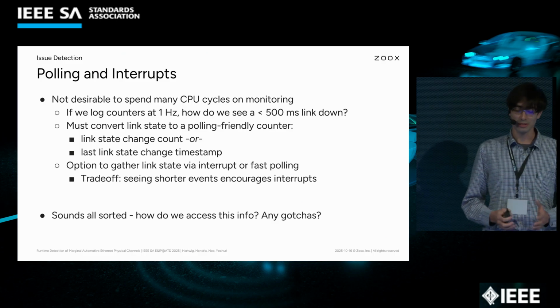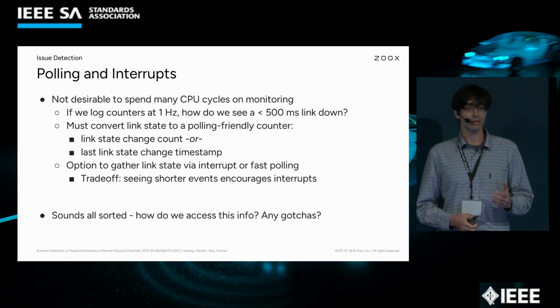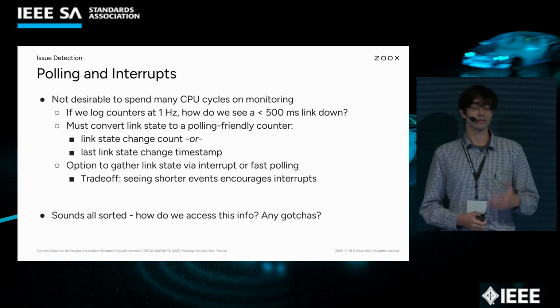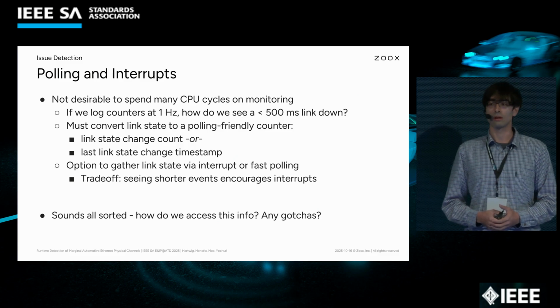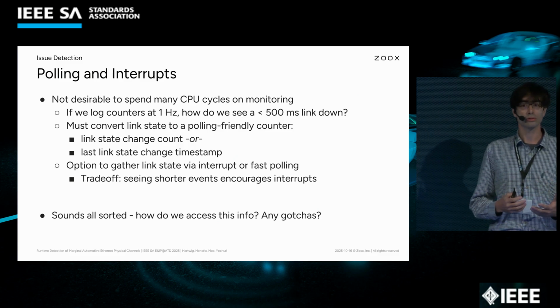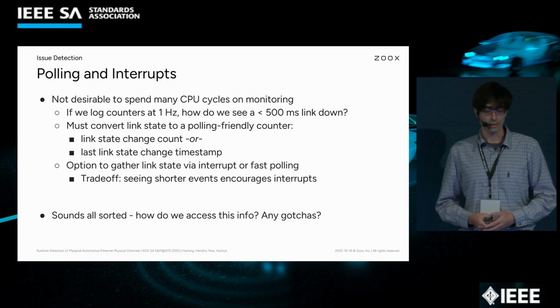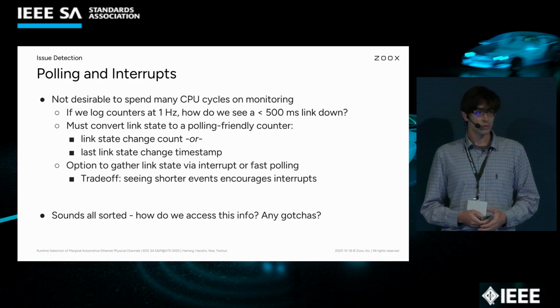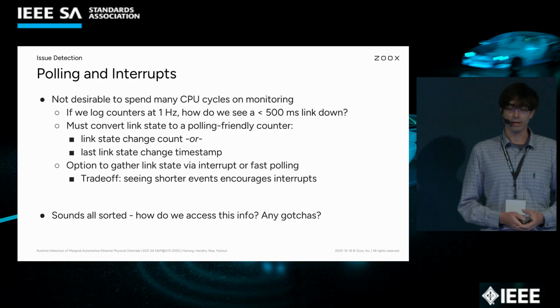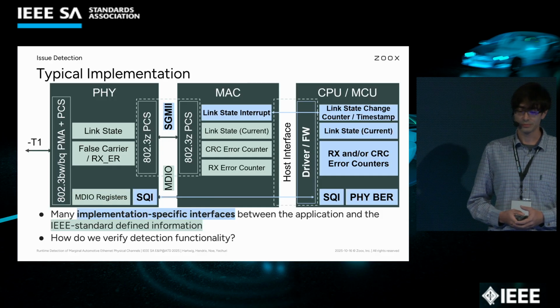And we completely agree. So this is where it becomes really important to have other mechanisms to access this information, like link state interrupts or counters that are already set up for this, like a link state change instead of just a link state. So it sounds like we have everything we need, right? And we should be good to go.